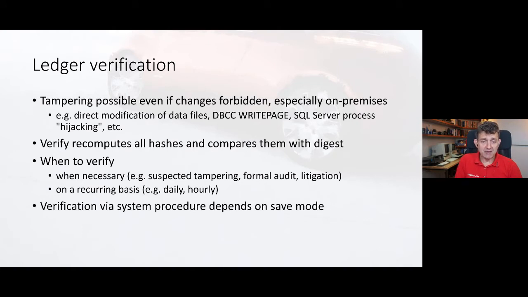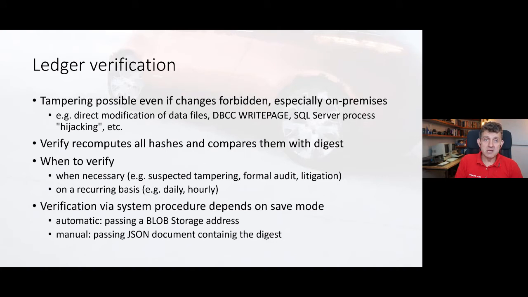Verification via system stored procedure depends on the saving mode. So it can be automatic if you simply pass the blob storage address and the system checks it for you, or you can do it manually. In this case, you simply extract with a stored procedure, the same stored procedure that extracted the JSON. You save the JSON, you take the JSON back in text format, and you pass it as a JSON document to this stored procedure, and it will verify the whole database.